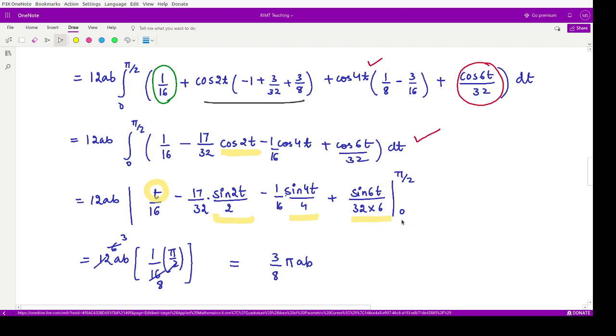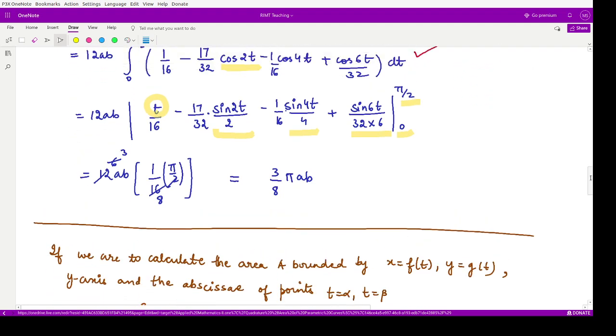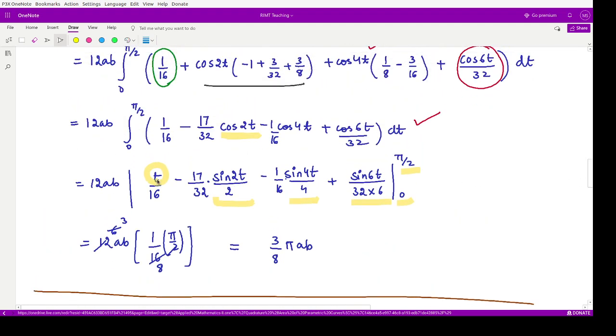And we have limits from 0 to pi by 2. So when you substitute the upper limit pi by 2, the value of t is pi by 2. Then when you substitute pi by 2 in this expression, you would have sine of 2 into pi by 2. So this would be sine pi, and you know what sine pi is? Sine pi is equal to 0. So this term would be 0.